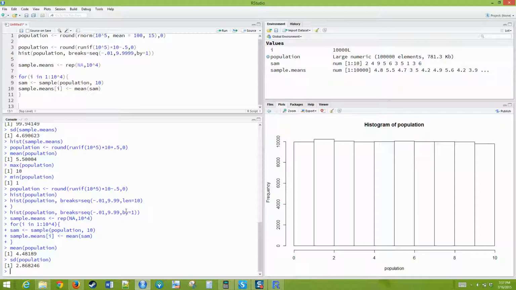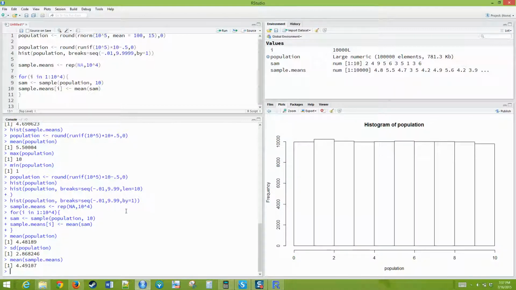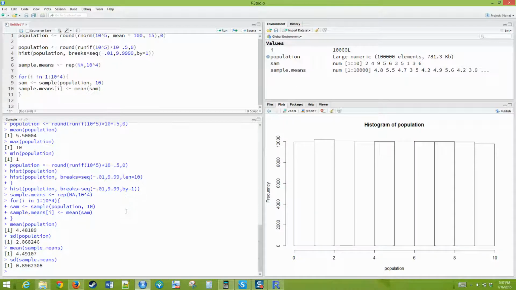Okay. Let's look at the mean of sample means. Okay, also around 4.5. Standard deviation of sample means, much smaller, 0.896. Okay, so now the question.